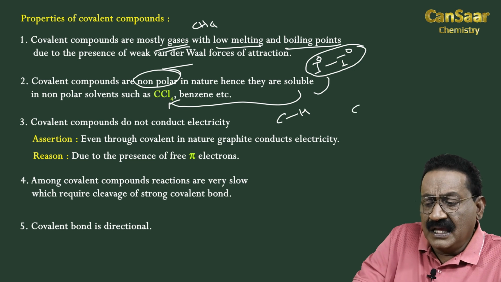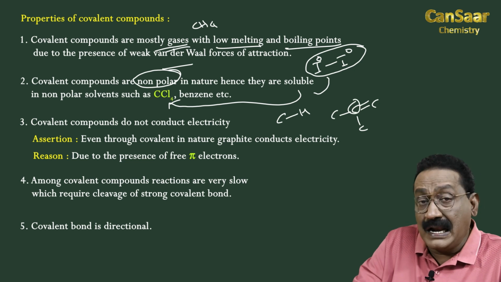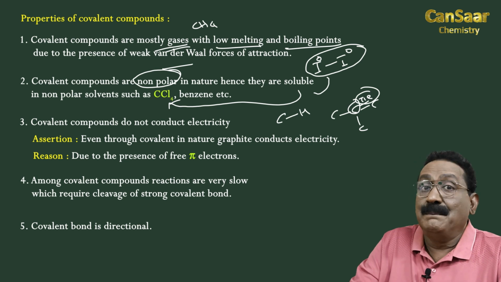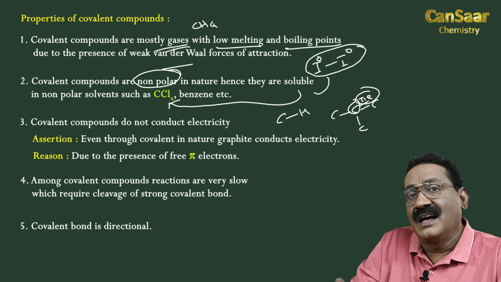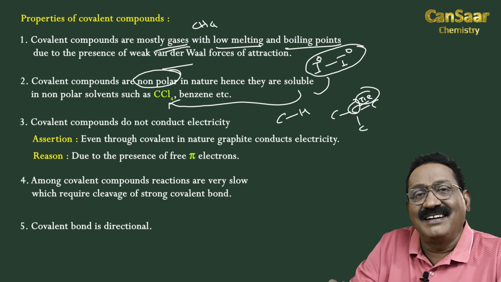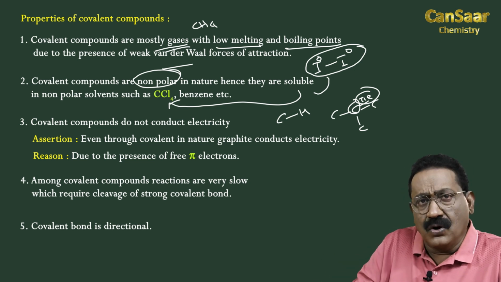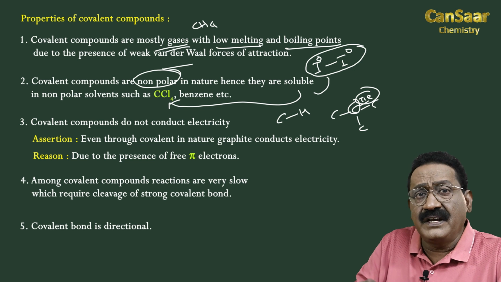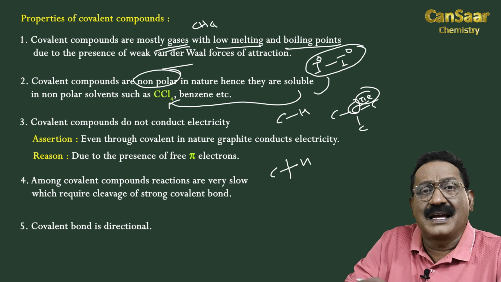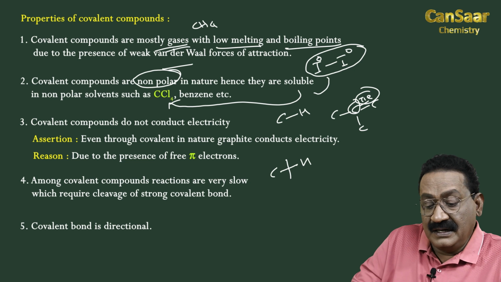But graphite, even though it is covalent, is bonded with 3 other carbon atoms from the central atom, with one pi bond. That means pi electrons, free electrons. Because of these free pi electrons, graphite, even though it is non-metal and covalent in nature, conducts electricity. It acts as a conductor. Among covalent compounds, reactions are very slow since they involve bond fission, and only then chemical reaction. Hence, reactions are slow. The covalent bond is directional.